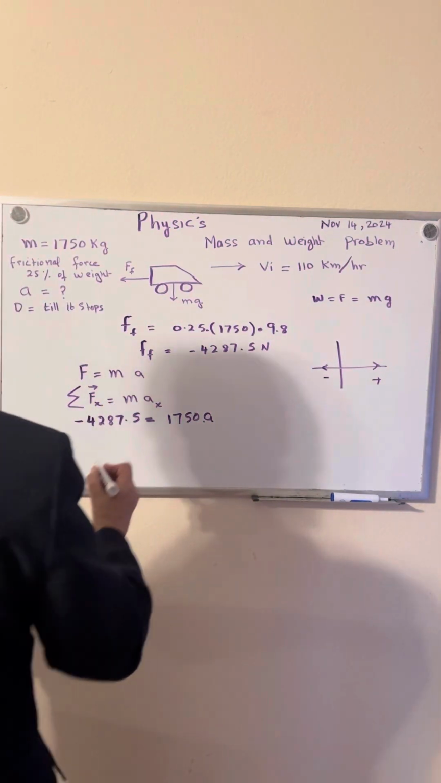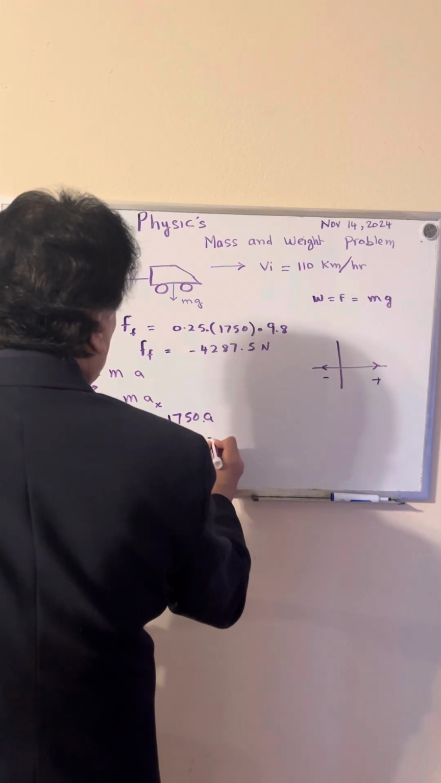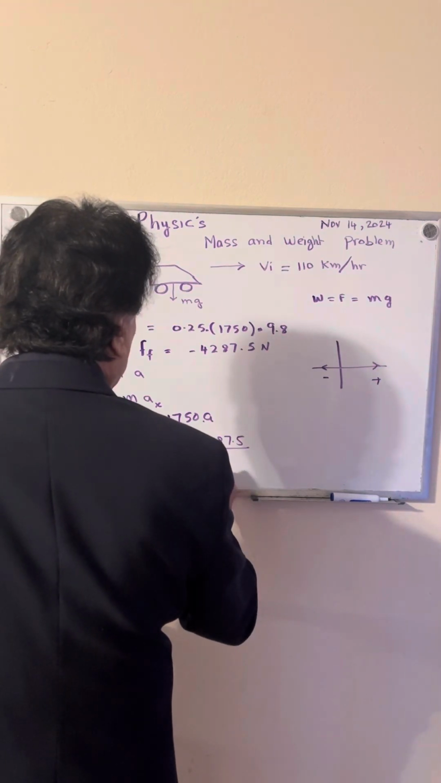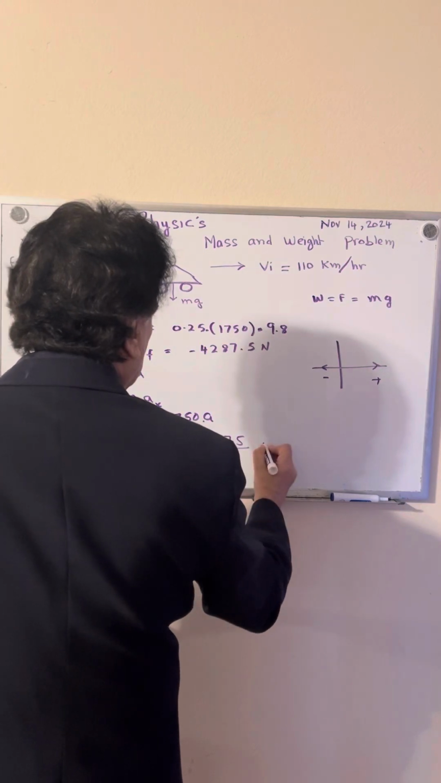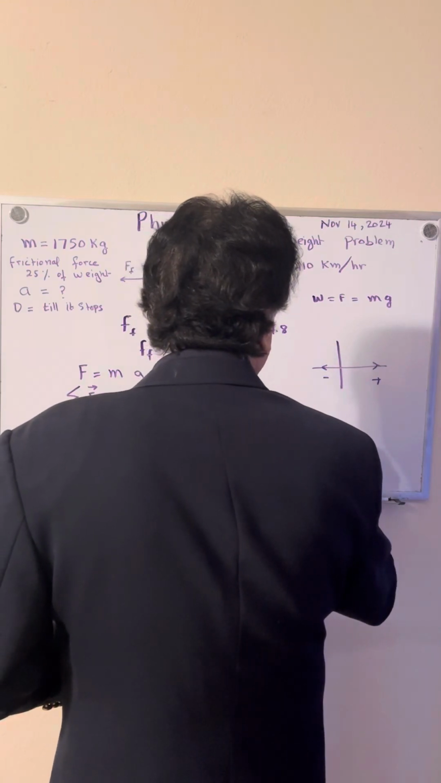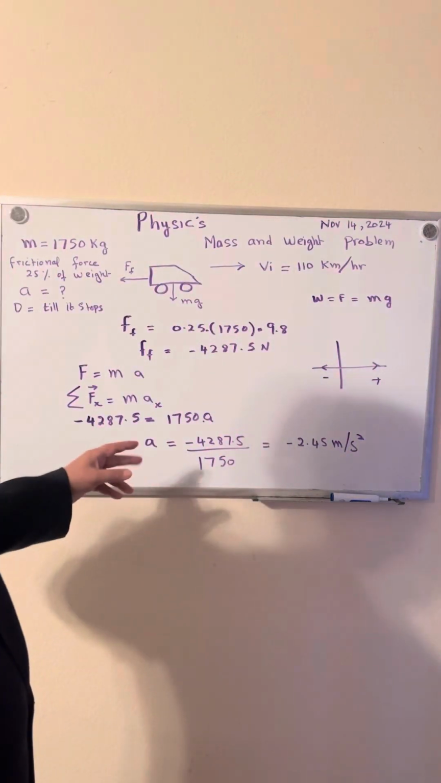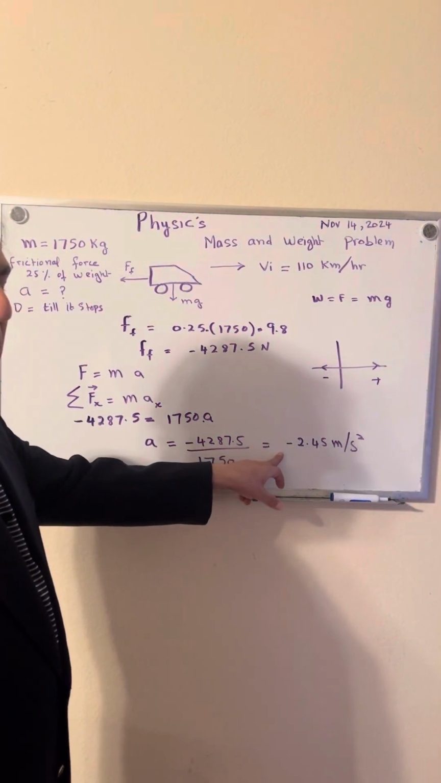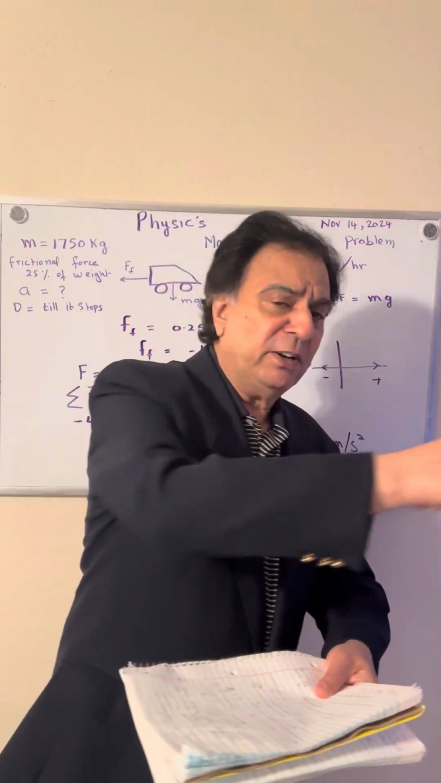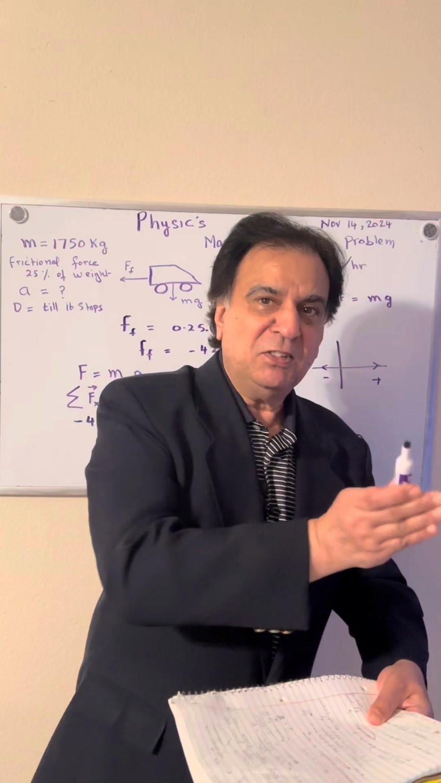And once you solve this, my friends, the acceleration is going to be minus 4287.5, I'm doing some algebra, divided by 1750, and the answer you get is negative 2.45 meters per second squared. It makes sense that the acceleration is negative because we are decelerating. You're going on, and all of a sudden you're slamming on the brakes, then you're slowing down. Your acceleration is decreasing per second.